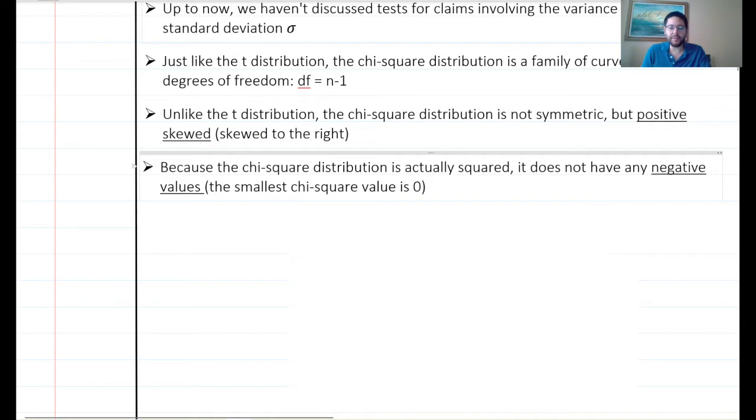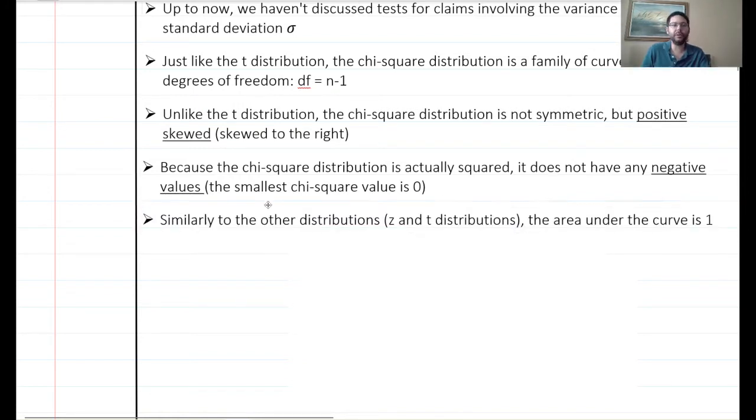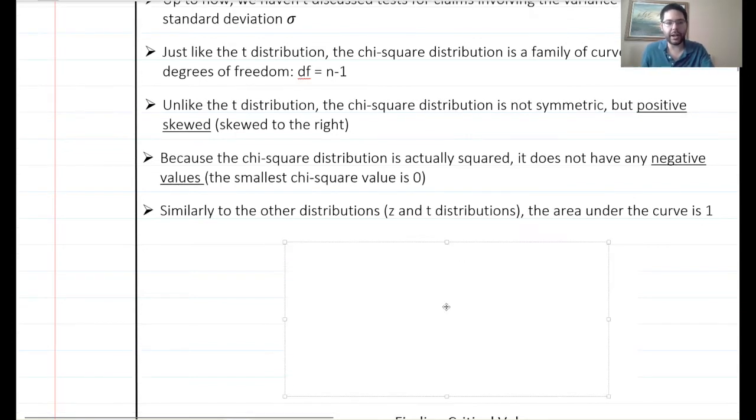So therefore, the same thing applies to the chi-square distribution: since it's actually squared, this is why it's not symmetric, because it doesn't have a negative side. Anything that is negative that is squared becomes positive. So the smallest chi-square value you can have is actually 0. Similarly to other distributions, the area under the curve is 1. So that's the same property. We're going to show you how this actual curve looks in the demonstration below.